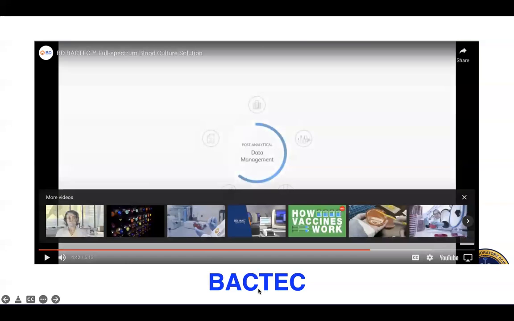Okay, so that's how BACTEC works. It signals, it lights up, and then it actually creates a bell-like sound to indicate that one of the cultures inside the machine has come out as positive. And then it is also reflected in the computer system that goes with the machine. So a lot of this automated system actually comes with a machine.